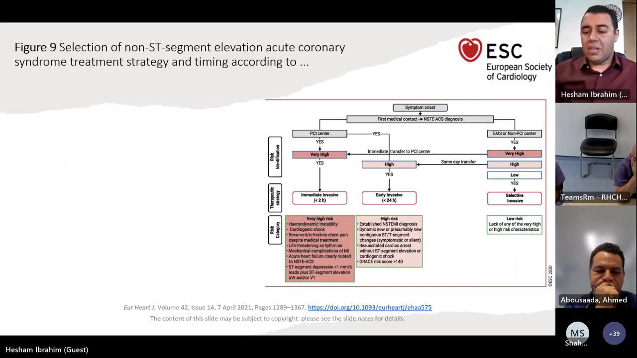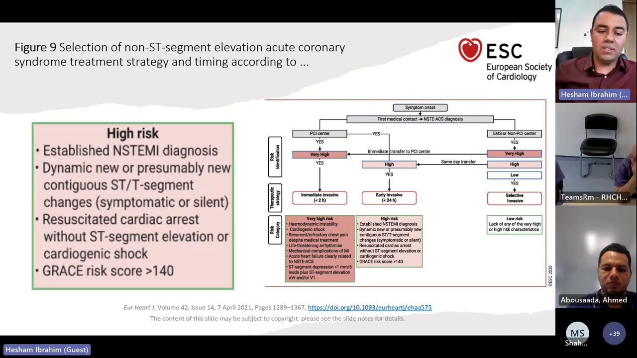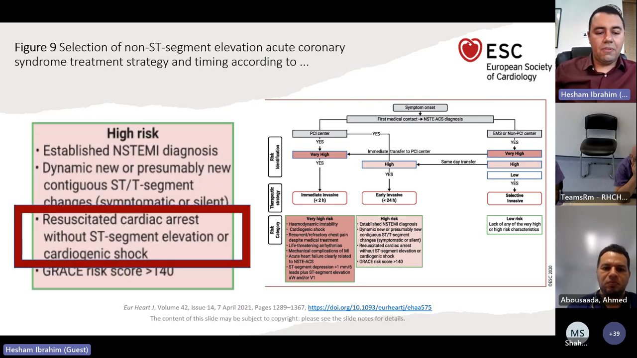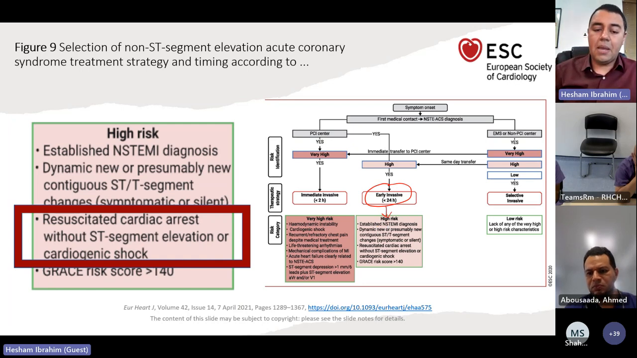So these are risk factors that Hoor asked about. Who's very high risk? Who's high risk? And if we look at the high risk ones, we'll find that resuscitated cardiac arrest without ST elevation or cardiogenic shock is there. So actually, it is in this part, high risk, they get early invasive therapy. So that is a PCI within 24 hours, not immediately.